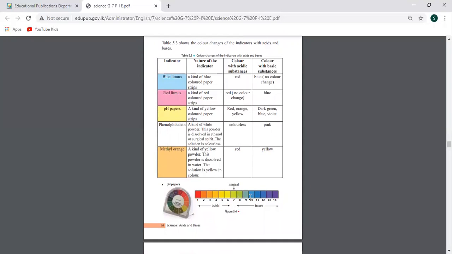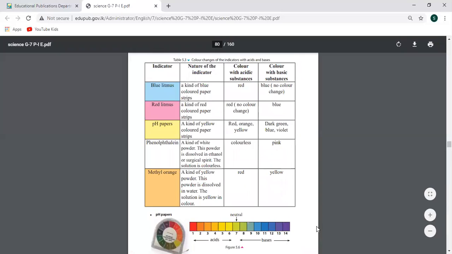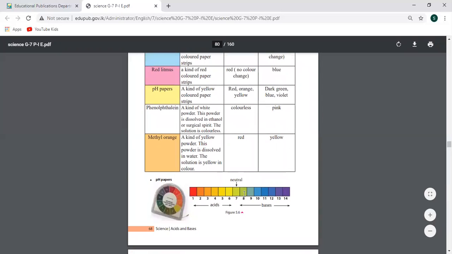And these are the colors for the pH papers. This light yellow, light green is neutral, and the darkest parts are bases, and the lightest parts are acids. That means 1, 2, 3, 4, 5, 6 are acids, 7 is neutral, then 8, 9, 10, 11, 12, 13, 14, those are bases.